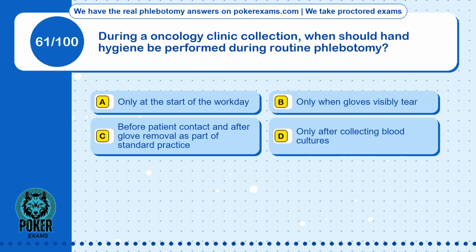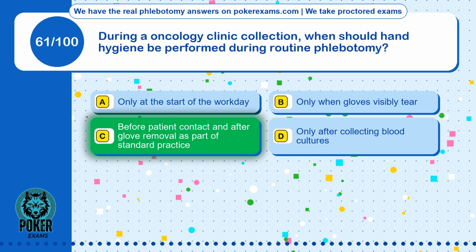Question 61. During an oncology clinic collection, when should hand hygiene be performed during routine phlebotomy? Option A. Only at the start of the workday. Option B. Only when gloves visibly tear. Option C. Before patient contact and after glove removal as part of standard practice. Option D. Only after collecting blood cultures.